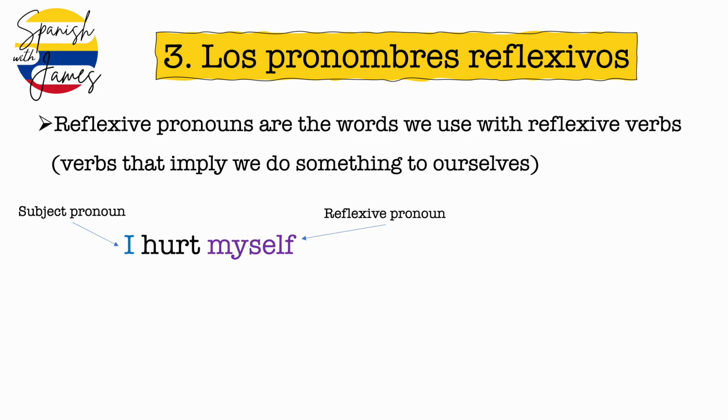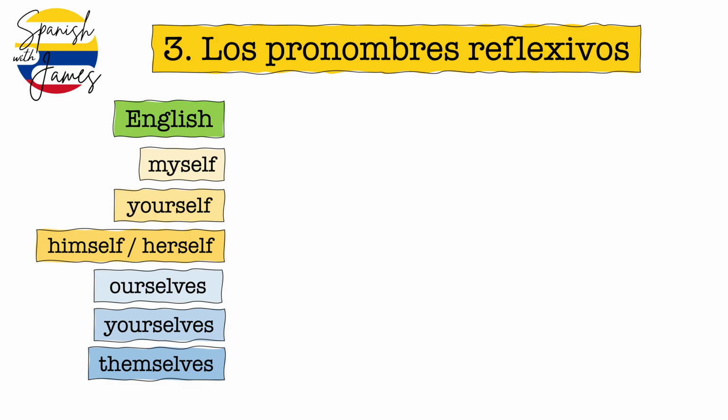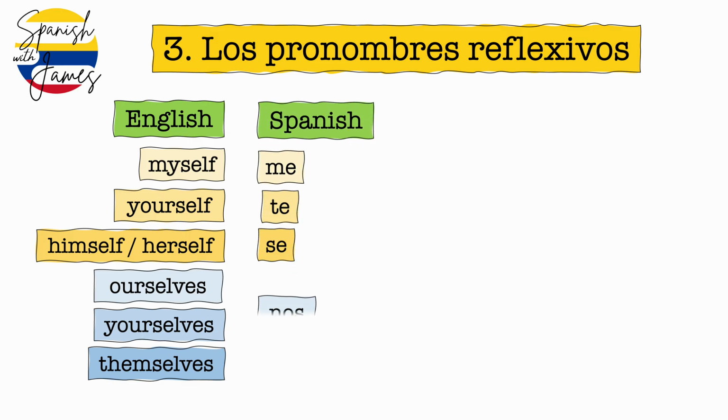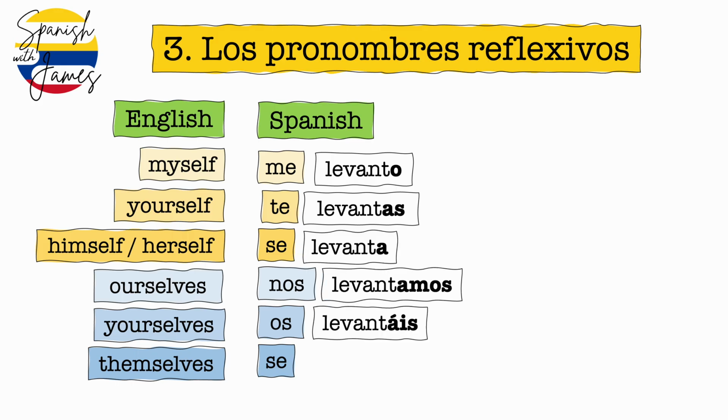But if it's done to the same person, then it's reflexive. For example, he got himself up off the floor. When something's done to oneself, he could be getting someone else up off the floor. Somebody could be getting him up off the floor, but because it's something we're doing to ourselves, it's reflexive. So in English, we talked about what these look like. In Spanish, it's me, te, se, nos, os, se. So I could say me levanto, te levantas, se levanta, nos levantamos, os levantáis, se levantan.